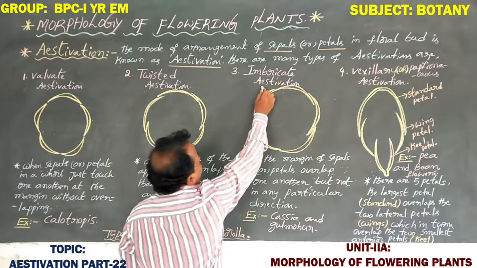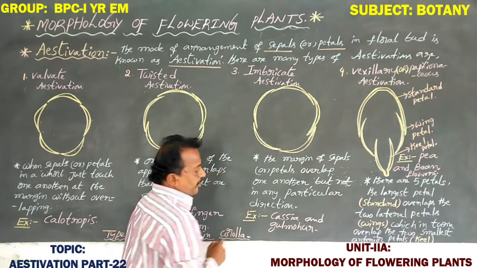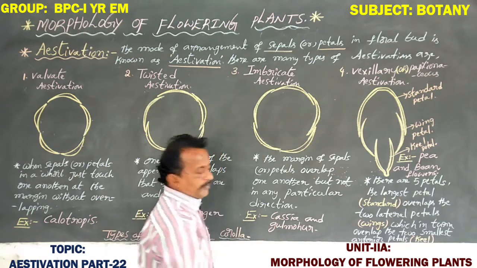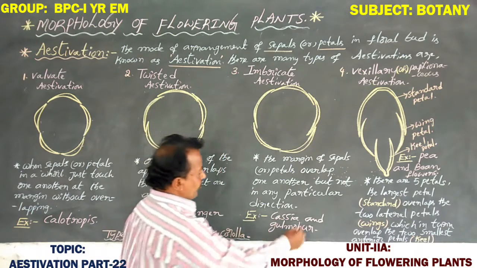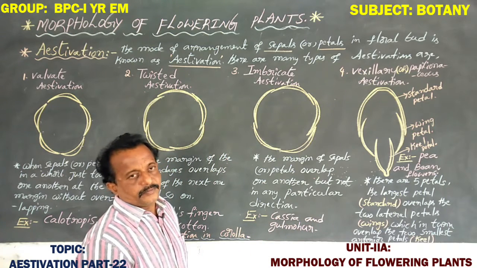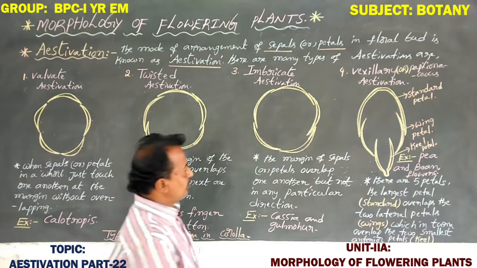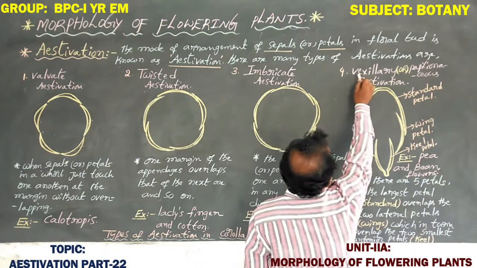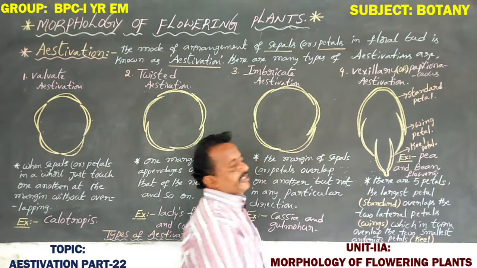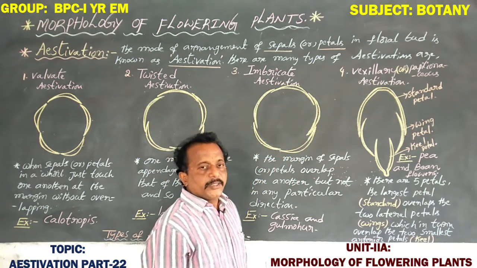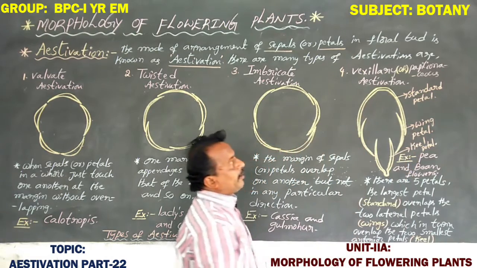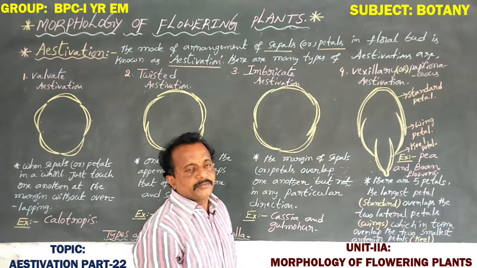Examples for imbricate estivation are seen in cassia, that is tangedu, and gulmohar, that is gulmohar, black pepper. Next, coming to the fourth one, vexillary or papilionaceous estivation. Dear students, this is a diagrammatic representation of vexillary or papilionaceous estivation.